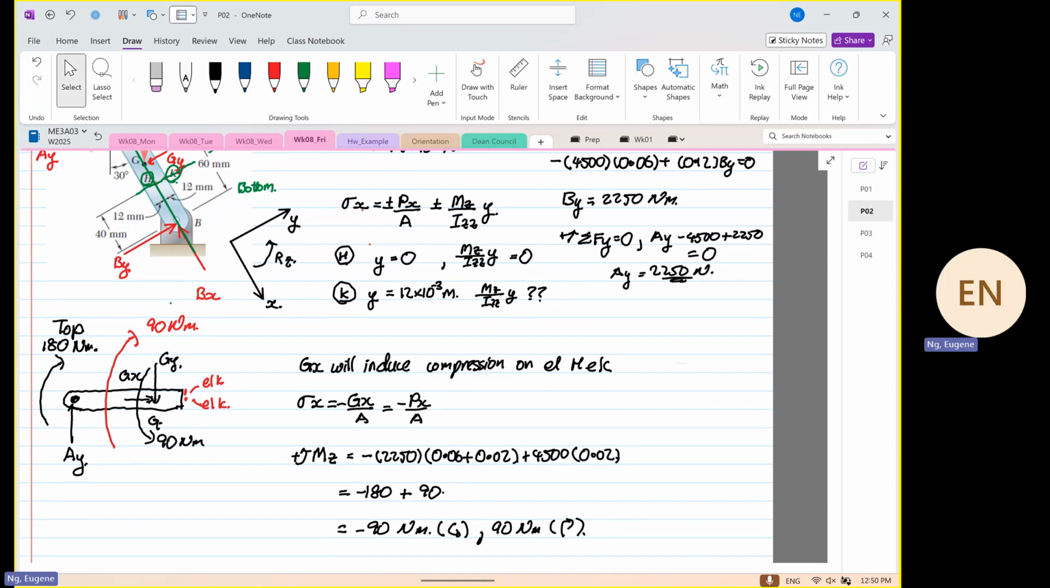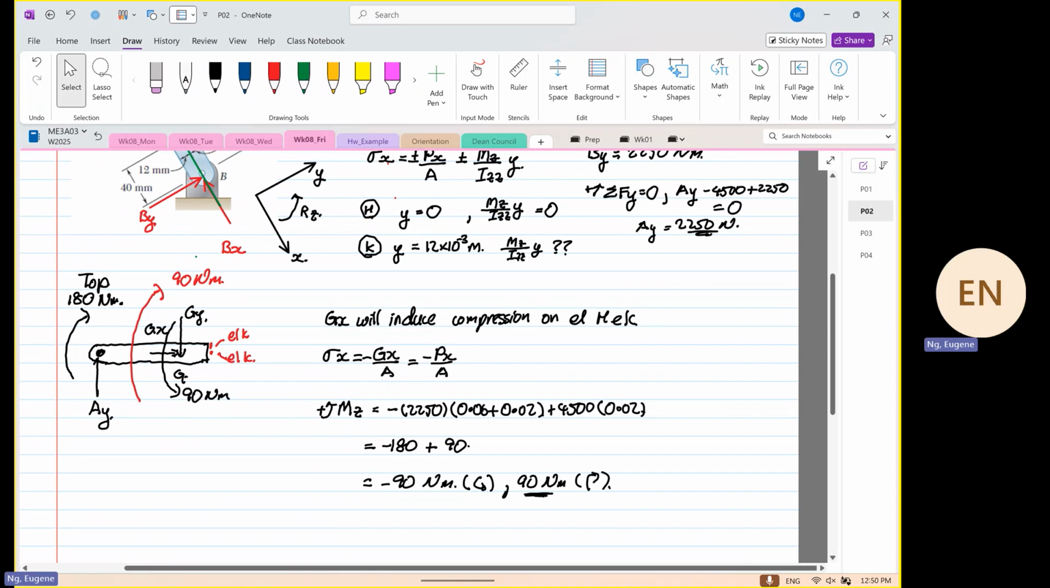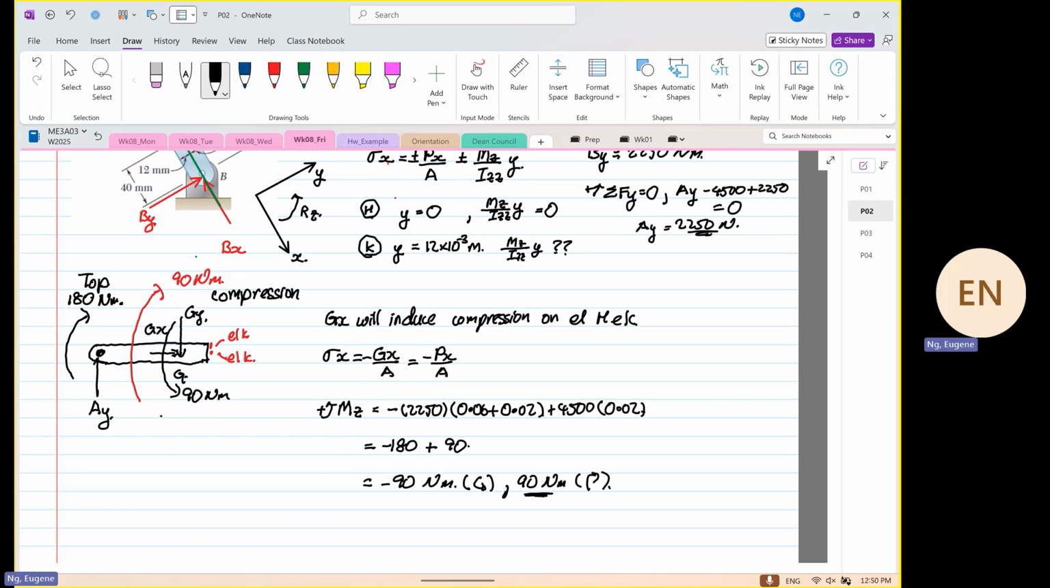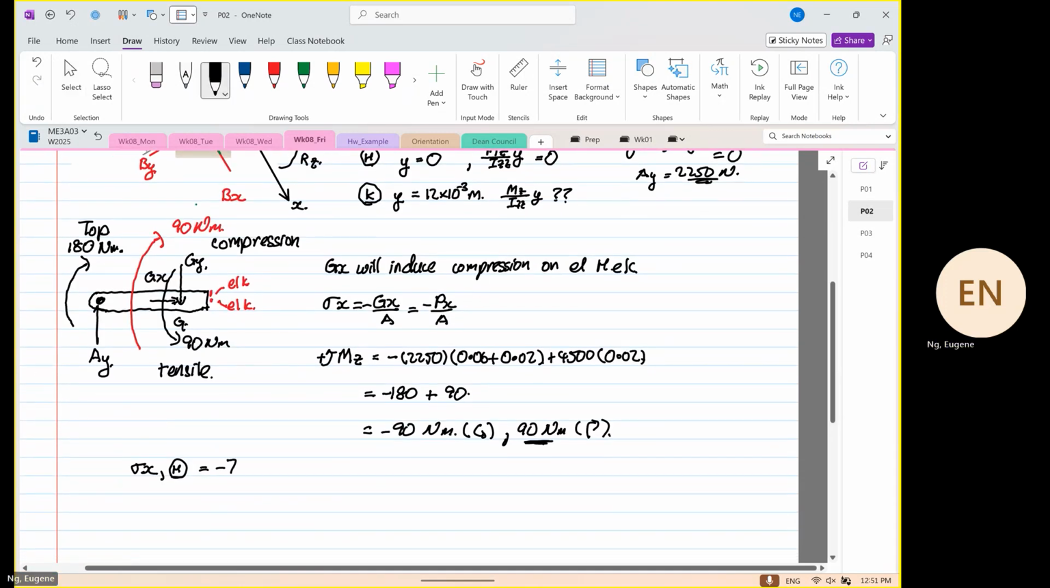So immediately from here, we have found that our moment is 90 Newton meter, and we know that this is compression. And this is what? Tensile. Okay. So from here, we are going to find stress X at point H. So we know that Gx is going to induce a compression. So compression is what? 7.794 times 10 to the power 3.